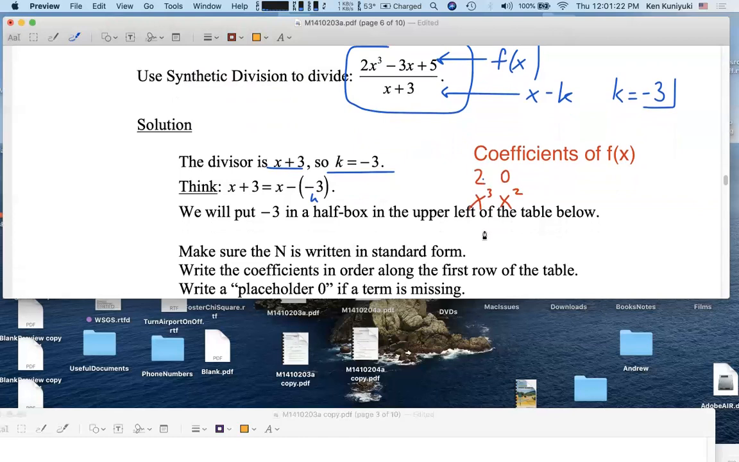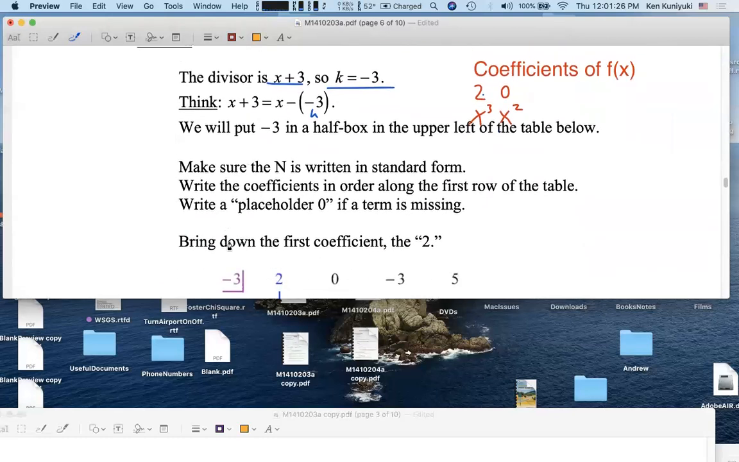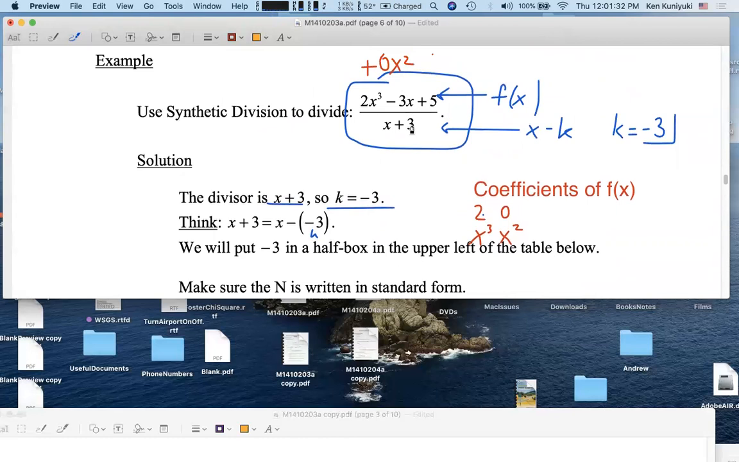In fact, I am strongly advising that you write down that missing coefficient for the missing term. And then we have, watch your sign, for the x term, the coefficient is negative 3. And for the constant term, it's kind of like x to the 0, right? The coefficient for x to the 0 is 5. It's the constant term.